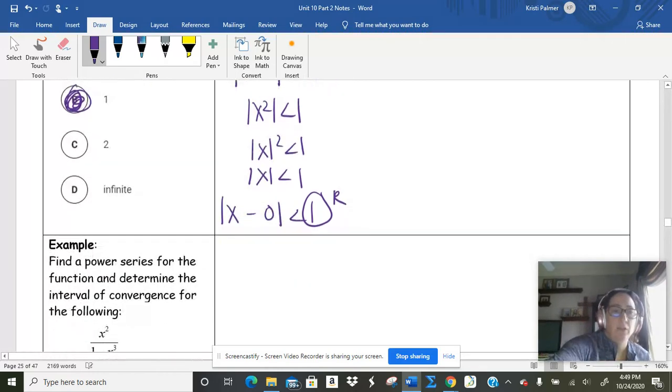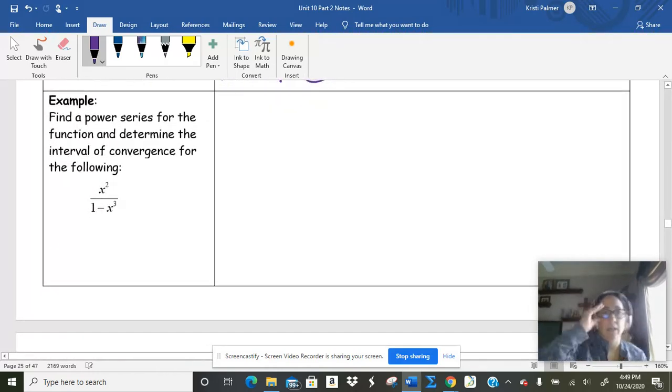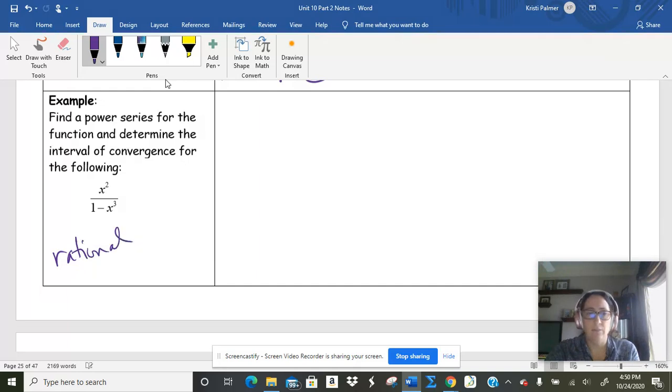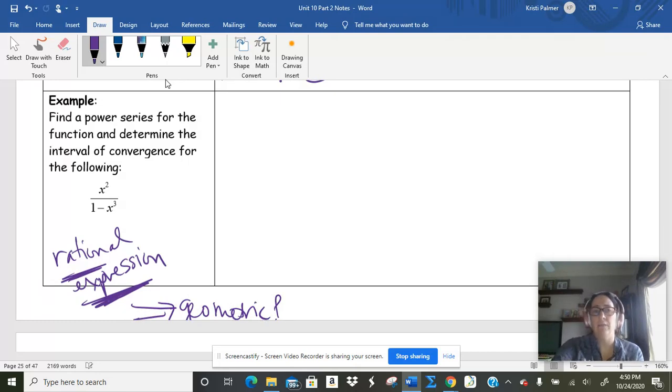Okay, I want you guys to try this next example. So I want you to represent this rational expression. That's what this is called when you have this polynomial over a polynomial. It's a rational expression. And you guys, they love to use that term. And when you see this term, rational expression, you should be thinking geometric, okay? Okay, so I have this rational expression, and I want you to rewrite that as a power series. See if you can do it.